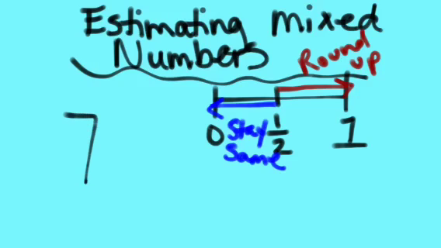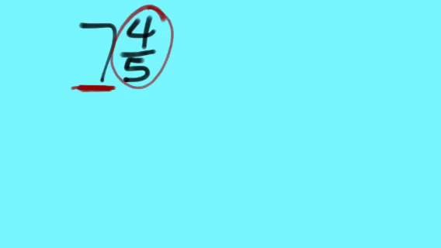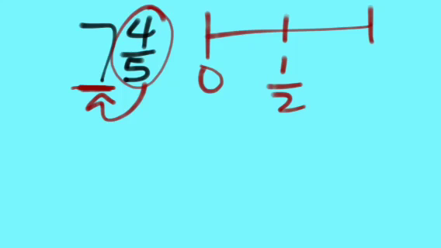So let's start with our first fractional piece, 7 4/5. So I'm looking at 7 4/5, and I need to determine, is this whole number 7 going to stay 7, or will it round up to 8? That's my only option. It stays 7, or it rounds up to 8. So in order to do that, I look at that fractional piece, because that fractional piece will determine if it is more than halfway to the number 8. So, looking at my 0, half, and 1 here, where would 4/5 fall?